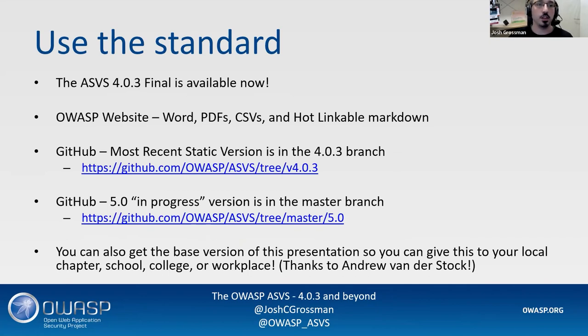You can find that, as well as various different output formats of that version, on the 4.0.3 tree. It should also be the contents of the 4.0 directory in the master as well. But if you want to be sure, you can use that tree, which is stuck to version 4.0.3 and isn't being affected by any ongoing discussions or ongoing work towards 5.0.